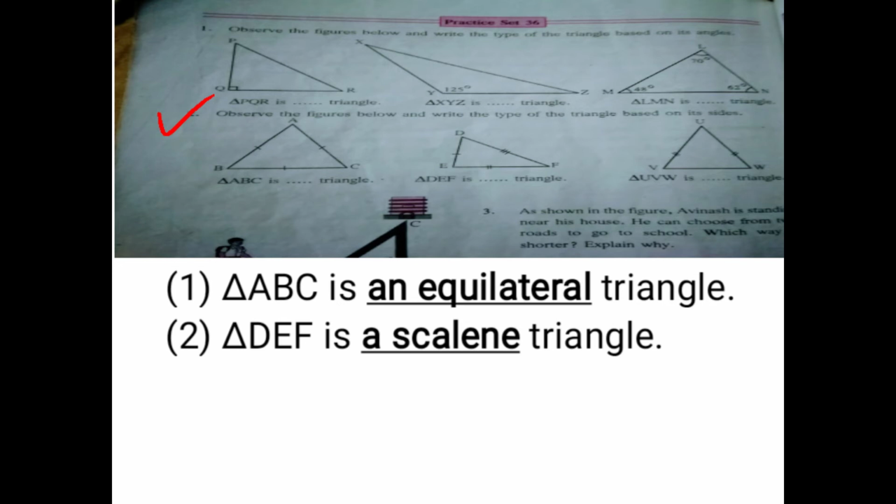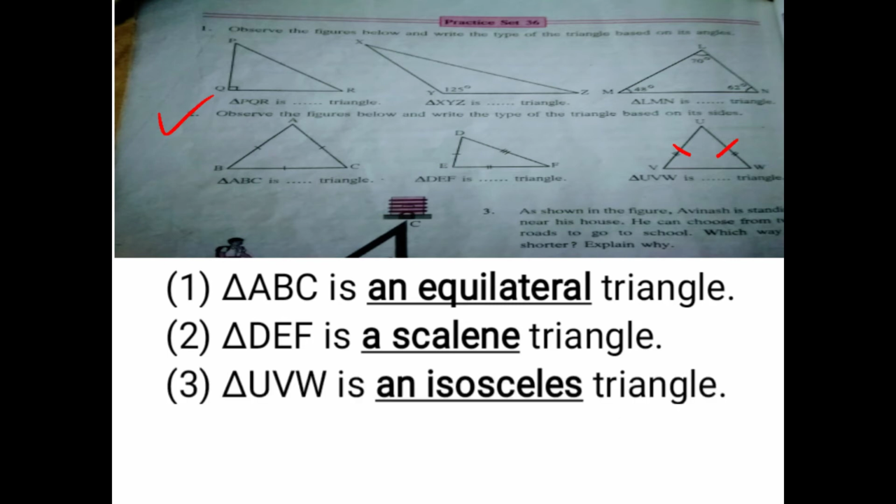Next one, triangle UVW. Side UV and side UW, these two sides are the same, and the third side is not given any mark. Side UV and side UW, two sides are equal. If two sides are equal, the triangle is called an isosceles triangle. Triangle UVW is an isosceles triangle.